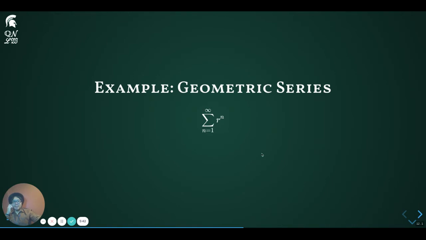A simple example is that of the geometric series. Let us look at the series whose nth term looks like r raised to the power n. First, we can write down its corresponding partial sums. S sub m is r plus r squared plus r cubed plus and so on until r to the power m.